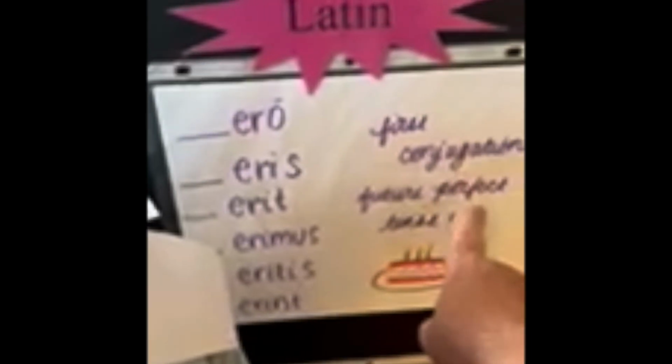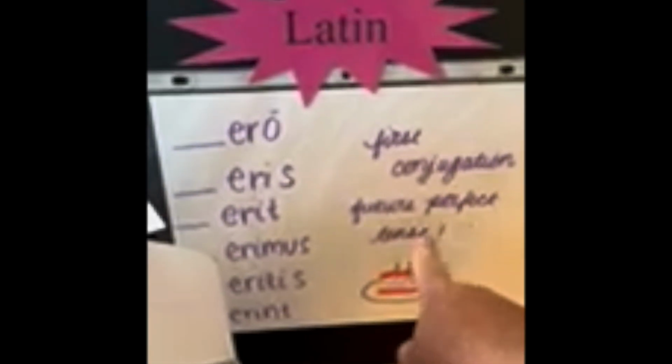Arrow, eris, erit, aramis, eritis, erint, first conjugation, future perfect tense.